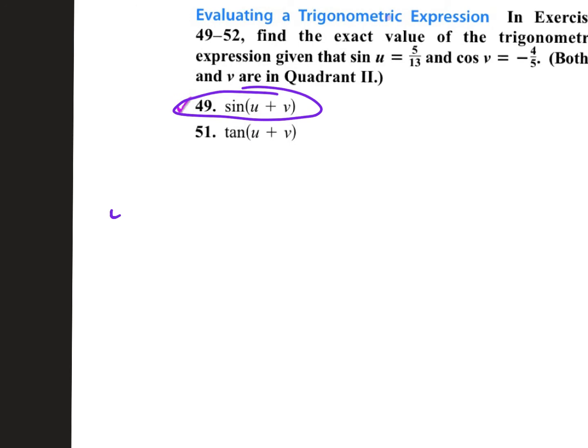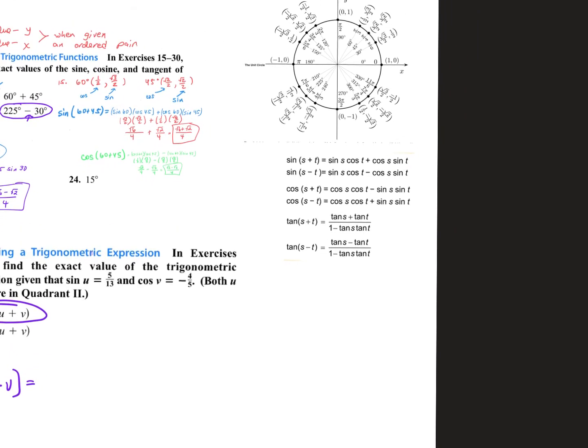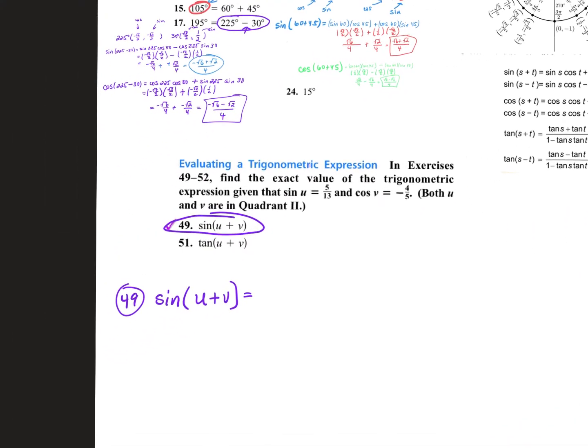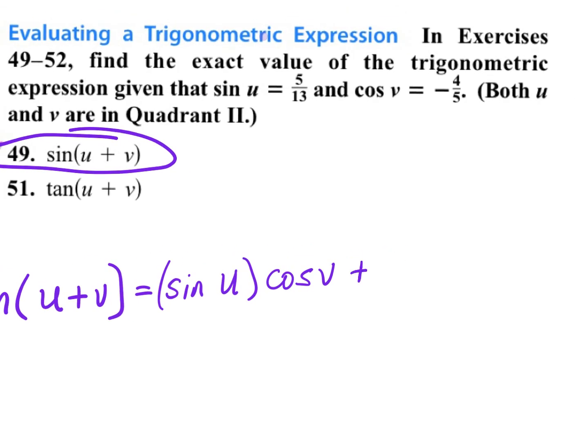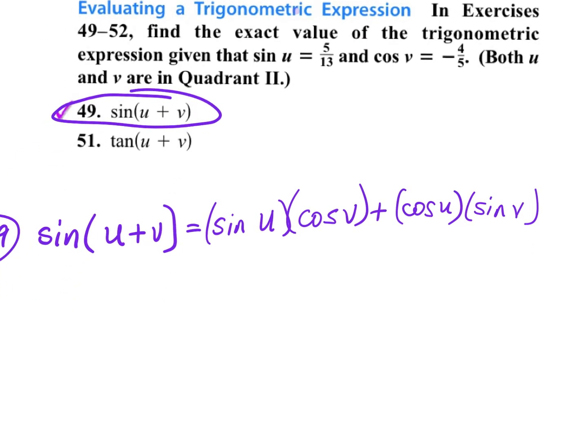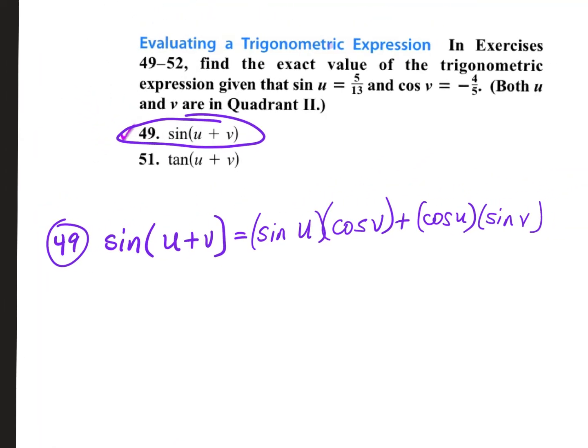So 49 is telling us to use sine of u plus v. So they're already telling us what formula to use. I'm going to write it down real quick. Let me go over to my formulas. U plus v. So it would be sine u cosine v plus cosine u sine v. So sine of u times the cosine of v plus the cosine of u times the sine of v. All right, so we don't have an ordered pair to use. They've given us information about triangle u and triangle v.